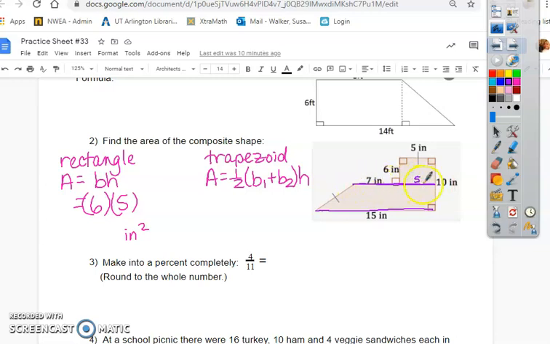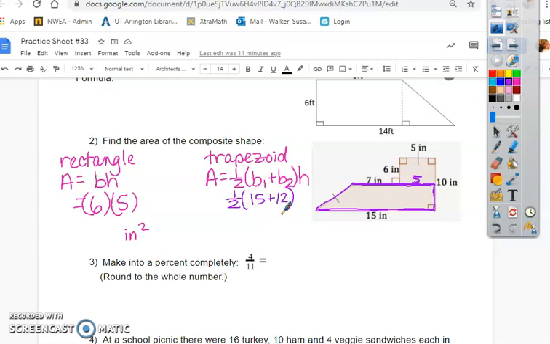So from here to here, what's this length? May have been easier if I did it the other way, but I'm going to do it this way. 7 plus 5 is 12. So hopefully everybody can tell when I'm looking at this trapezoid, this is one of the bases, this distance and that distance. Okay. So one base is 15, one base is 7 plus 5, which is 12. So half, 15, 7 plus 5 is 12. Okay.